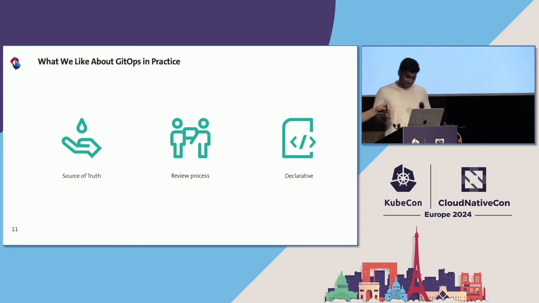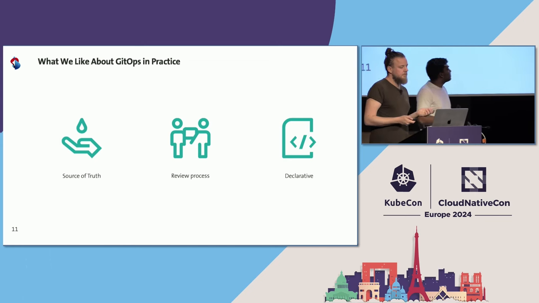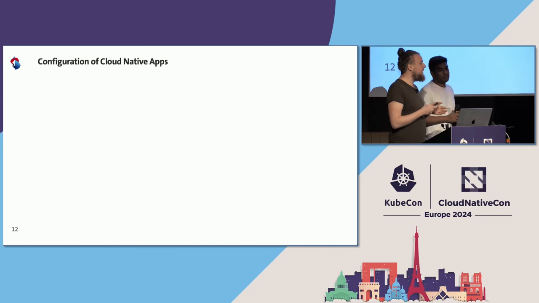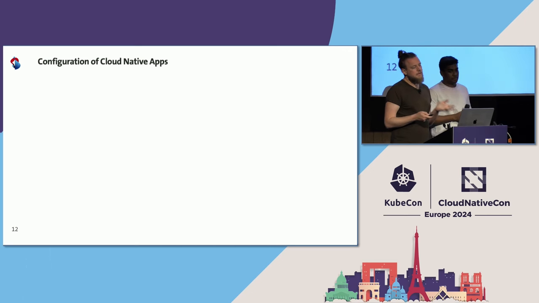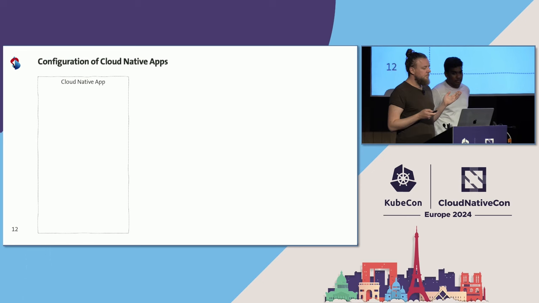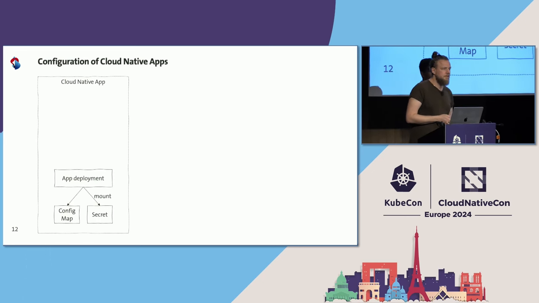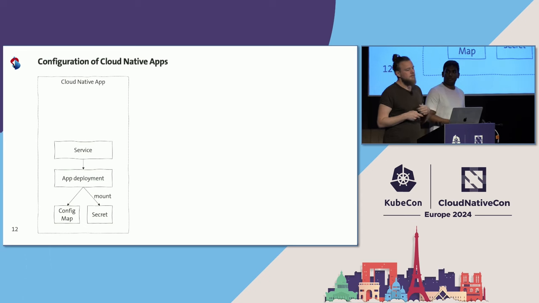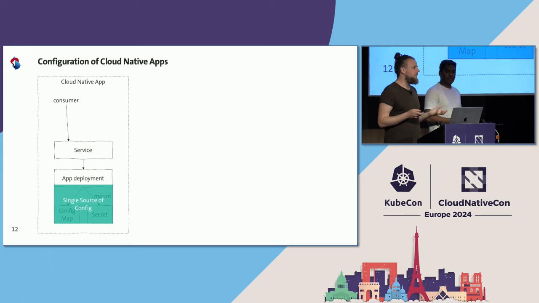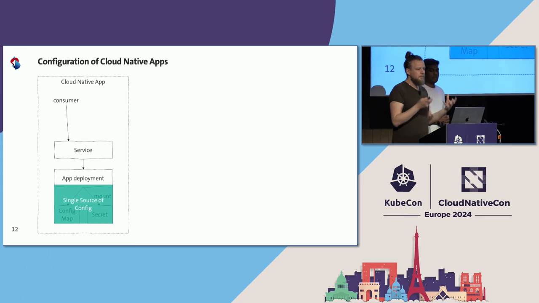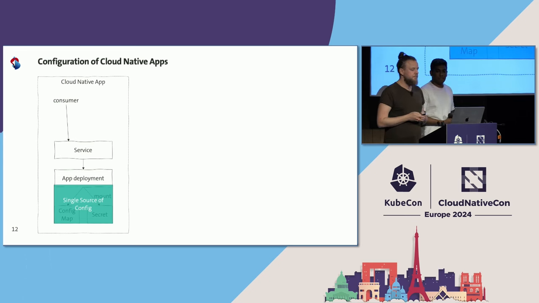Yeah, thank you. So before we talk about how we can solve these issues, we need to talk about configuration in general. So let's assume you have a cloud-native app. There's a deployment, you have a config map and secrets, then you expose it through a service which can be consumed by the app consumer. So that's a very simple case. You have one single source of configuration, which is Kubernetes secrets and config maps.